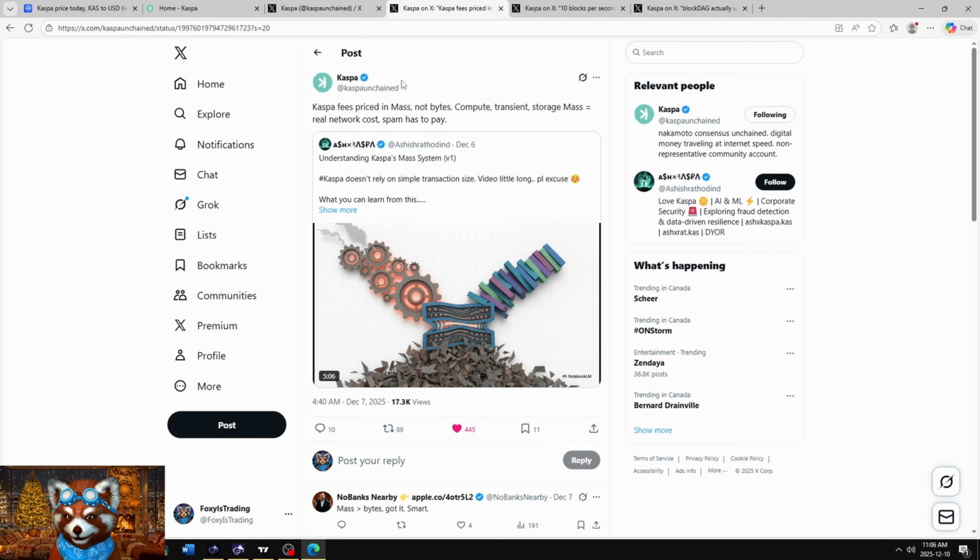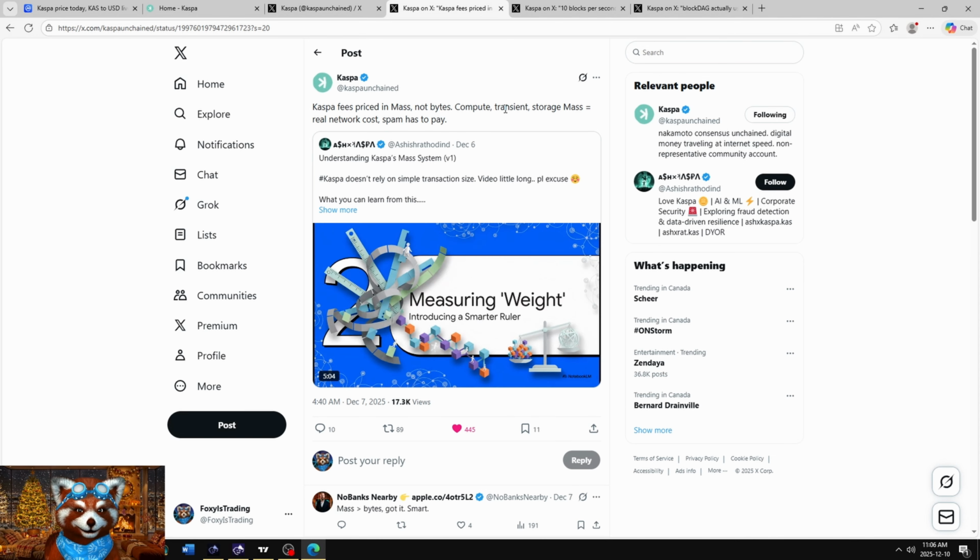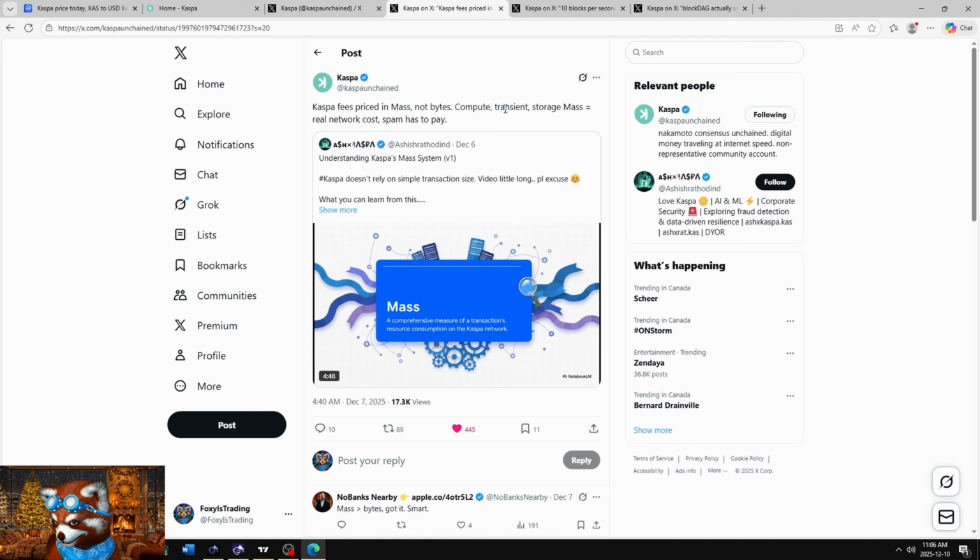Then we have transient mass, right? I hope I'm saying that right, but I'm pretty sure it's transient mass. That is the short-term resource your transaction temporarily uses. And then we have storage mass, so how much long-term data your transaction adds to the network.